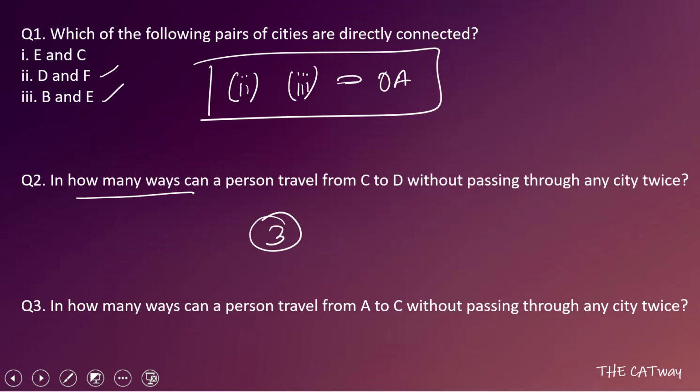So the correct answer for the third question, in how many ways can a person travel from A to C, is 3 ways. Okay, so that's your correct answer.